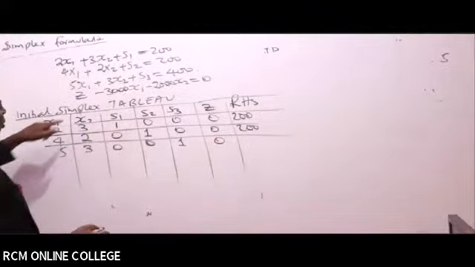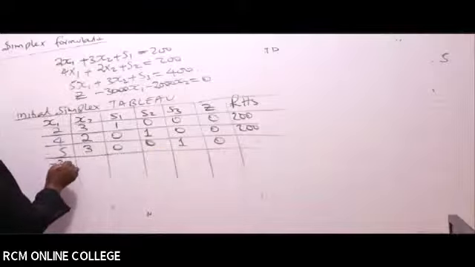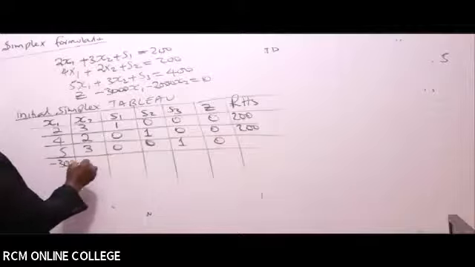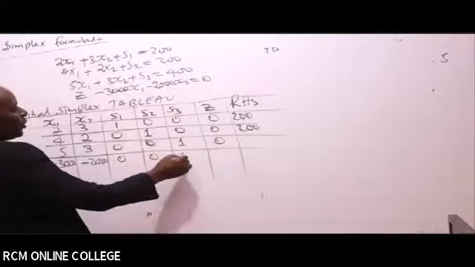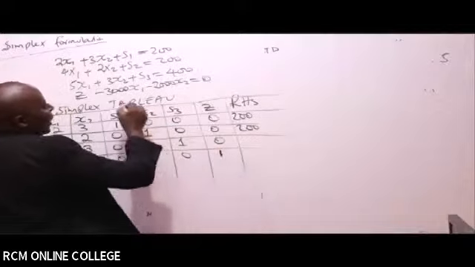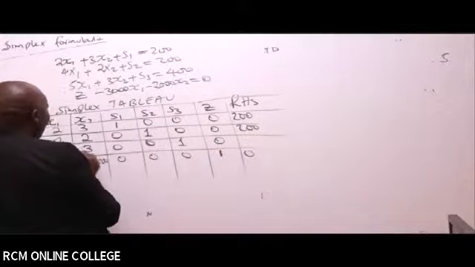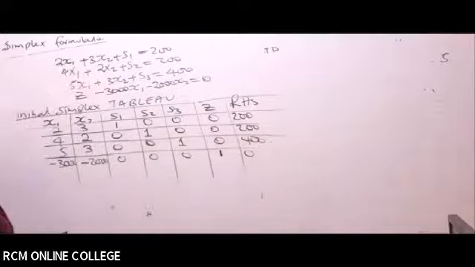Then you come here. Do we have x1? Oh, yes. And it is negative 3,000. Minus 2,000. We don't have any S here, so 0, 0, 0. No S3 there. But here we have Z, so 1 there. And then we have 0. Sorry, here I forgot to write 400 there.